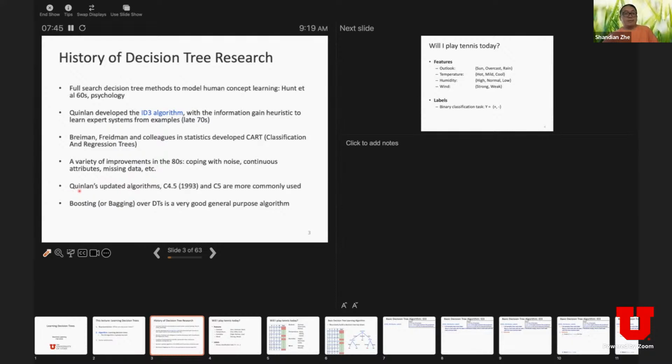And in 1990, Quinlan proposed an updated algorithm called C4.5. This is the most widely used decision tree algorithm nowadays. And a more advanced version called C5.0, unfortunately, is a commercial algorithm. You cannot use it privately. You have to buy their software, something like that.